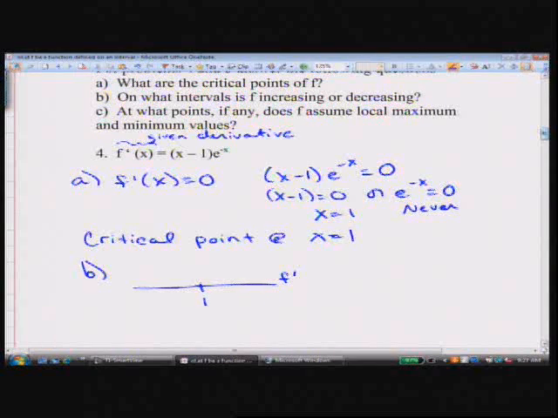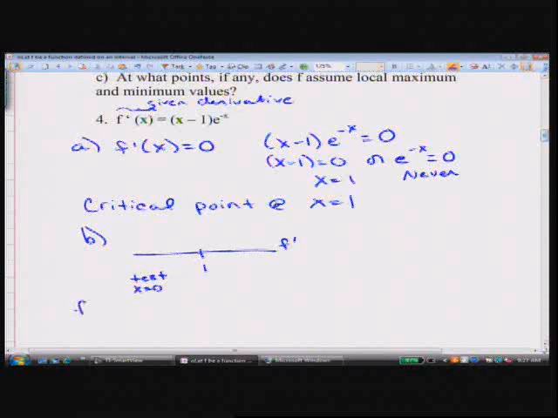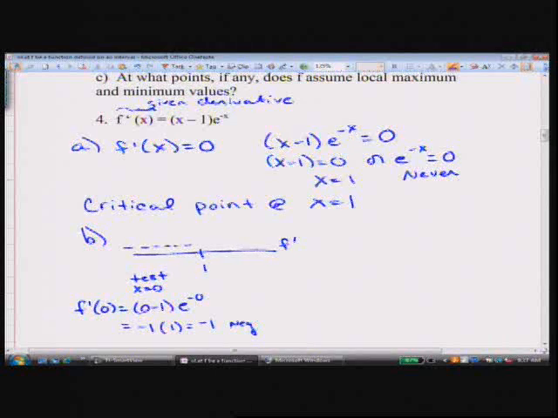Okay, so I'm going to test x equals 0, and I plug it into the derivative. So I get f prime of 0 is 0 minus 1 times e to the negative 0, which is just going to be negative 1 times 1, which is negative 1. And all I'm really concerned with is whether it's positive or negative, so it's negative, right? So I know that the derivative is negative for any number to the left of 1. I could pick any number I wanted, and I would get that the derivative is negative, okay?